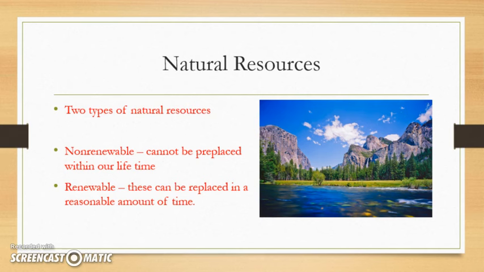There's two different types of natural resources, non-renewable and renewable resources. Non-renewable means that they can't quickly be replaced, so not in our lifetime. Renewable resources can be replaced in a reasonable amount of time.